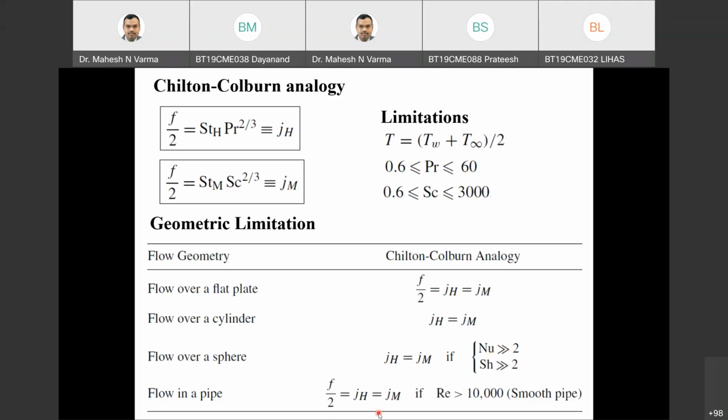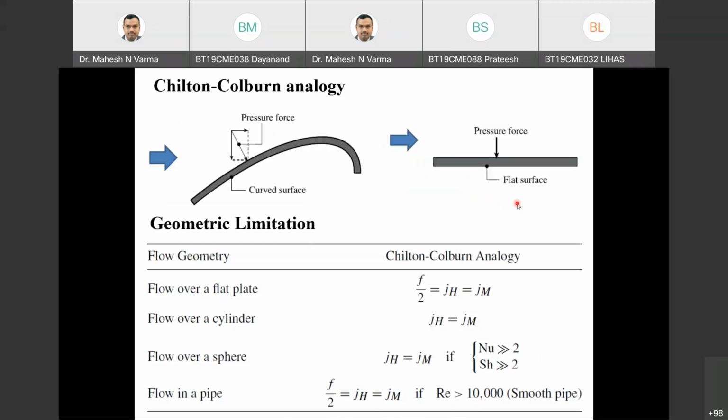For flow through pipe, f by 2 equals jH equals jM, and this is the Reynolds number limitation for flow through pipe. And again, all the properties are estimated at average temperature, with Prandtl number between 0.6 to 60 and Schmidt number between 0.6 to 3000. This is the Chilton-Colburn analogy we have discussed.